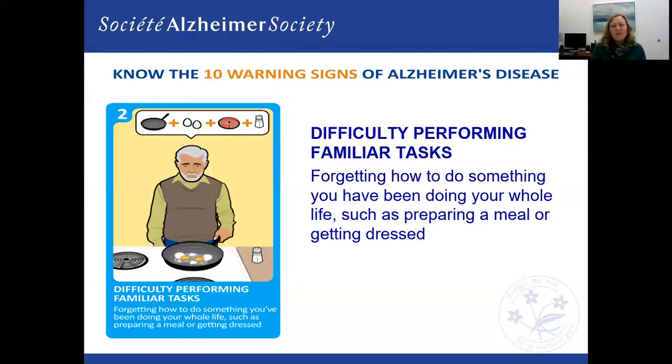The next warning sign we're going to talk about is the difficulty performing familiar tasks. So busy people, we can be very distracted from time to time, and that might mean that we forget to serve part of a meal, and then we remember about it just a short time later. But somebody living with dementia might have trouble completing tasks that have been familiar to them all their lives, like preparing a favorite recipe or playing a favorite game.